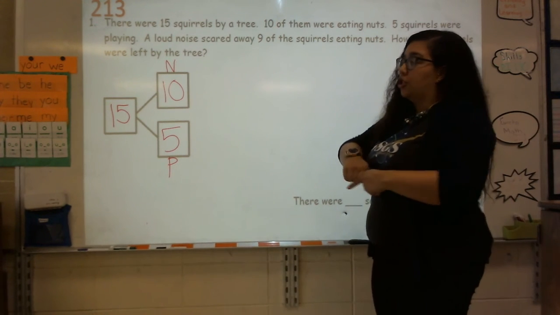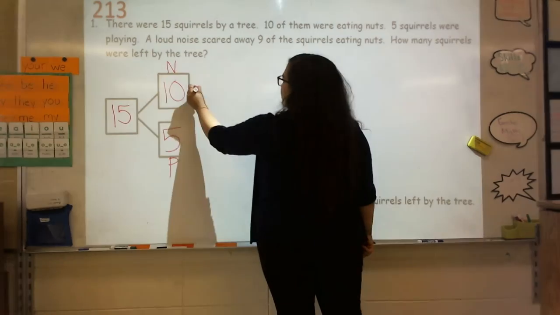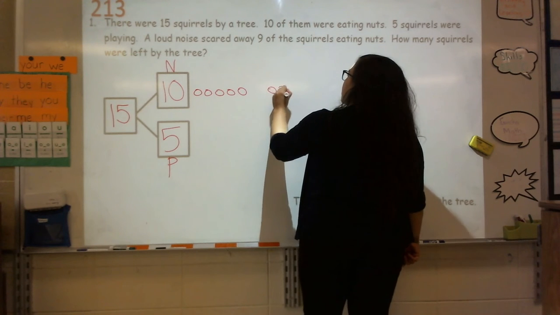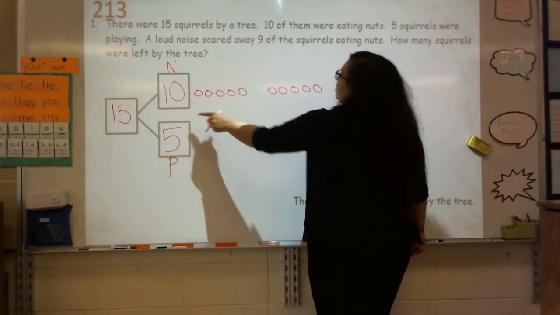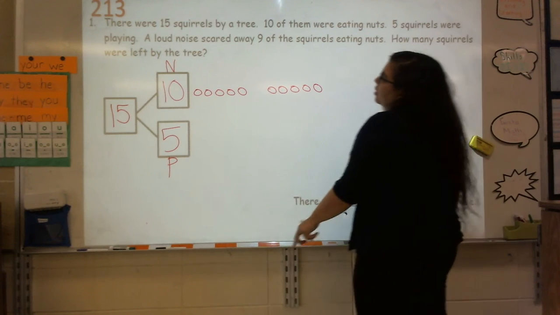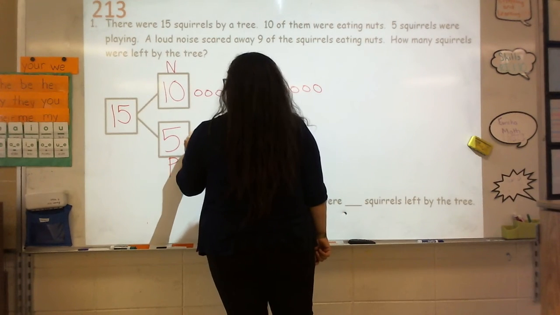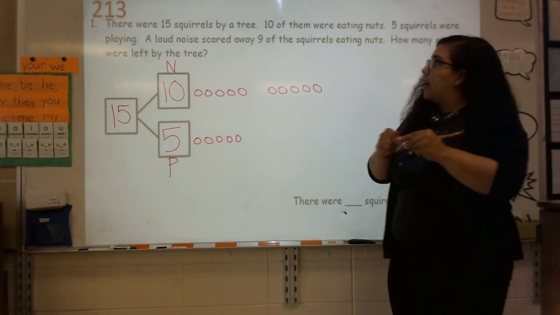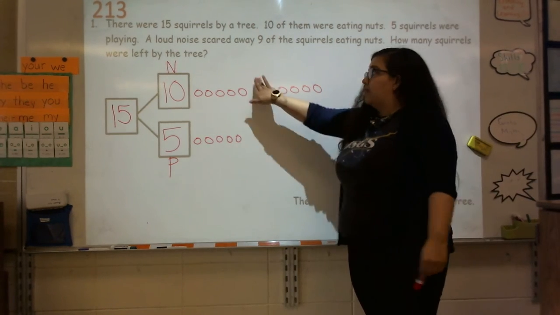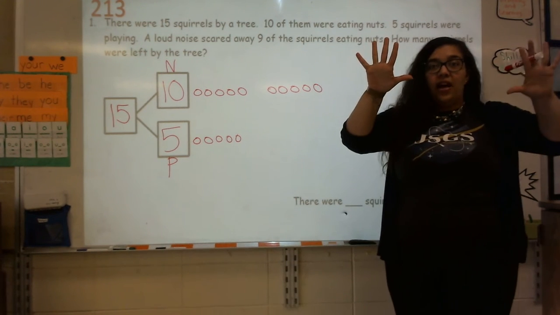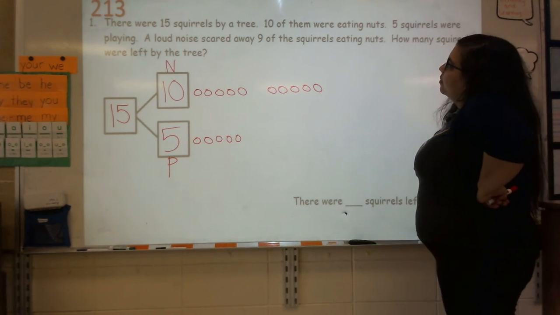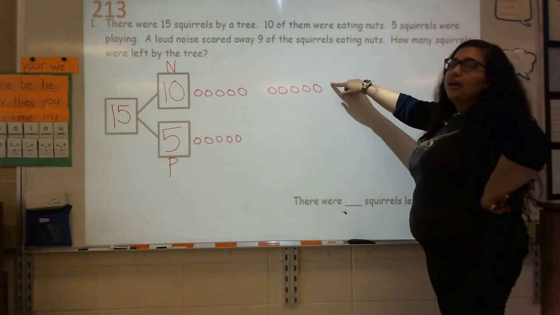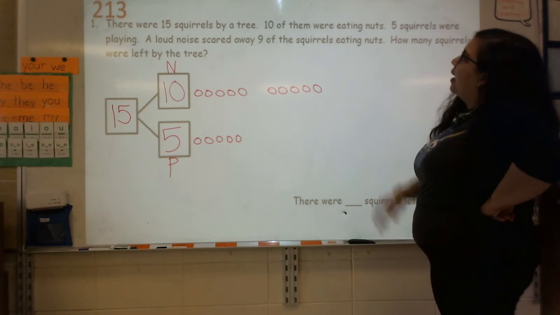So let's draw a picture to show the 10, 2, 3, 4, 5, leave some space, 6, 7, 8, 9, 10. These are the 10 squirrels eating nuts. And here are the 5 playing. 1, 2, 3, 4, 5. All right. Notice in my picture with my 5 groups to make 10, I left some space. You can still see it's 5 and 5 to make 10. All right, so this picture shows the whole, check. It shows that 10 are eating nuts. Check. It shows 5 are playing.